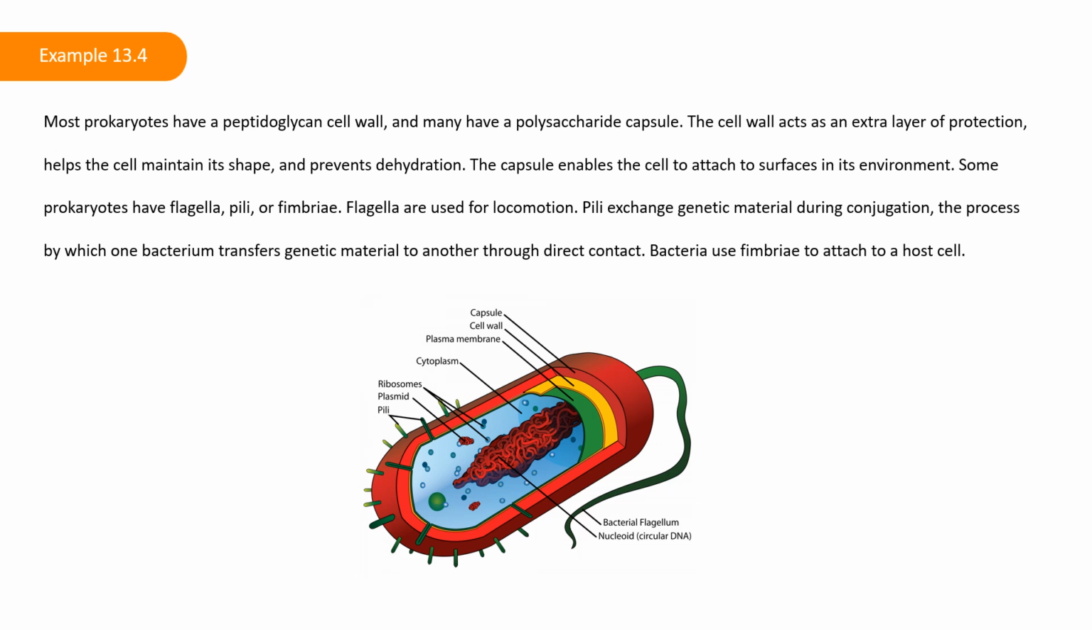Some prokaryotes have flagella, pili, or fimbriae. Flagella are used for locomotion. Pili exchange genetic material during conjugation, the process by which one bacterium transfers genetic material to another through direct contact. Bacteria use fimbriae to attach to a host cell.